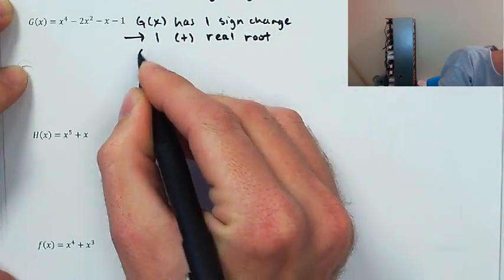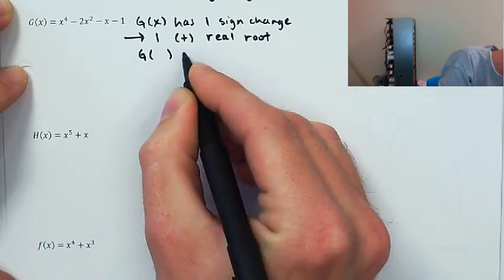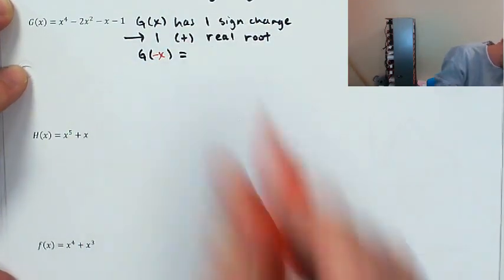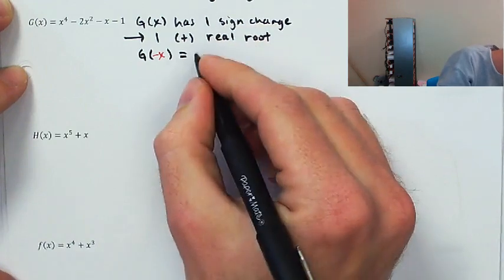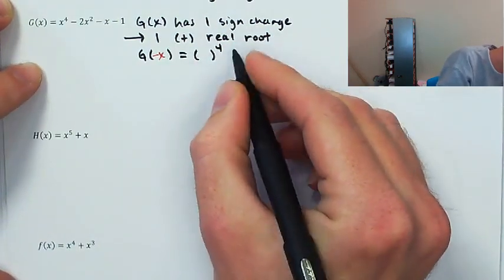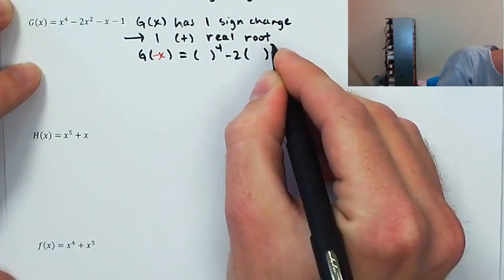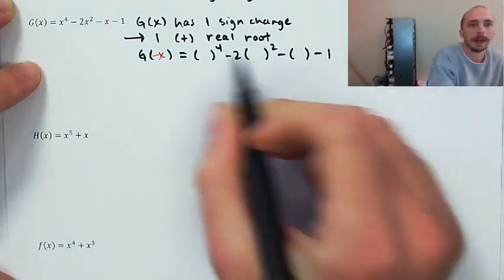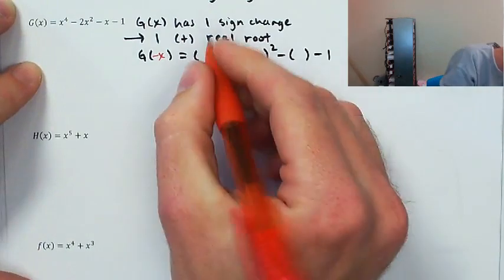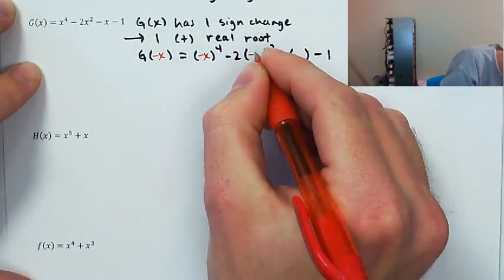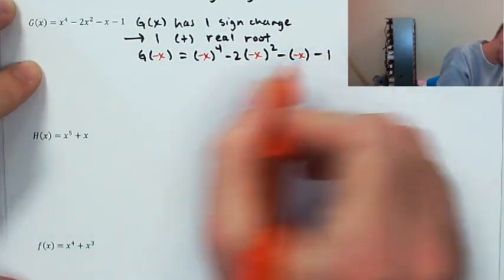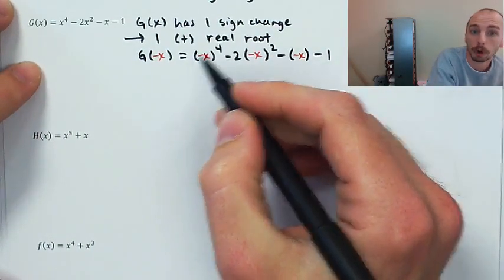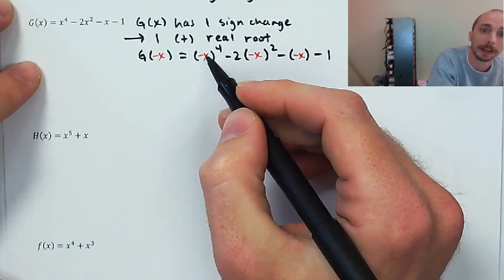Okay. I'm going to consider g of negative x. So that's going to be g of negative x equals negative x taken to the fourth power minus 2 times negative x squared minus negative x minus 1. Now if I plug in negative x everywhere I saw x before and was careful about my parentheses, I'll have this. And if I take negative x to the fourth power, that's negative 1 to the fourth, which is 1, times x to the fourth.